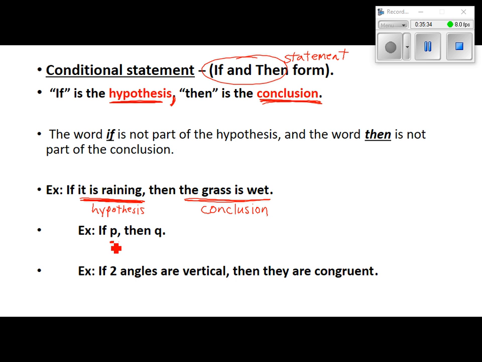What's the hypothesis in this case? P is P. So just the P is the hypothesis. What's the conclusion? The Q. The last one, what's the hypothesis? Two angles are vertical. What's the conclusion? They're congruent. They are congruent.